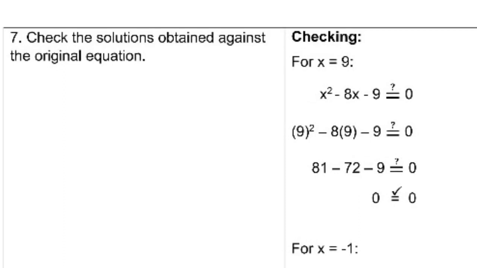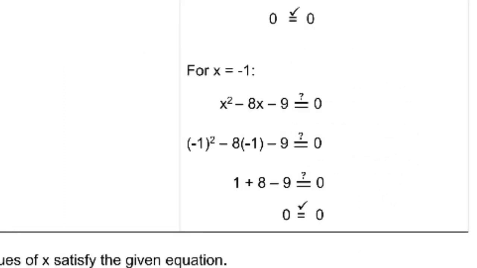So correct. For x equals negative 1, negative 1 squared is 1. Negative 8 times negative 1 is 8. Then minus 9 equals 0. So 0 here is equal to 0. So the answers are true. So we can say that the solutions are 9 and negative 1.